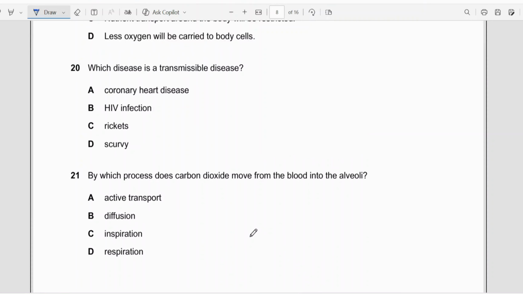Which disease is a transmissible disease? HIV. These others are related to nutritional deficiencies, they cannot be transferred from one person to another one. So rickets is the deficiency of vitamin D. Scurvy is the deficiency of vitamin C. So these are the nutritional ones. Let's move to the next one.